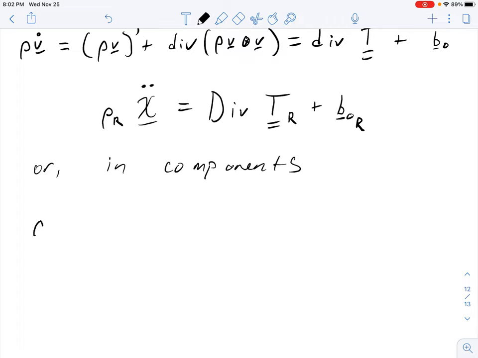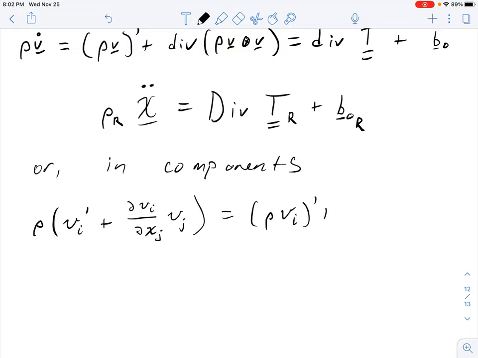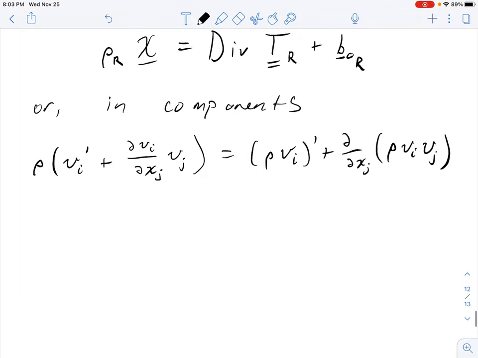We have rho vi prime, so that's the time derivative holding spatial point constant plus partial vi partial xj vj. And we can write that in its conservation law form, (rho vi) prime plus the partial derivative with respect to xj of rho vi vj, is equal to the partial derivative of tij with respect to xj plus b naught i.